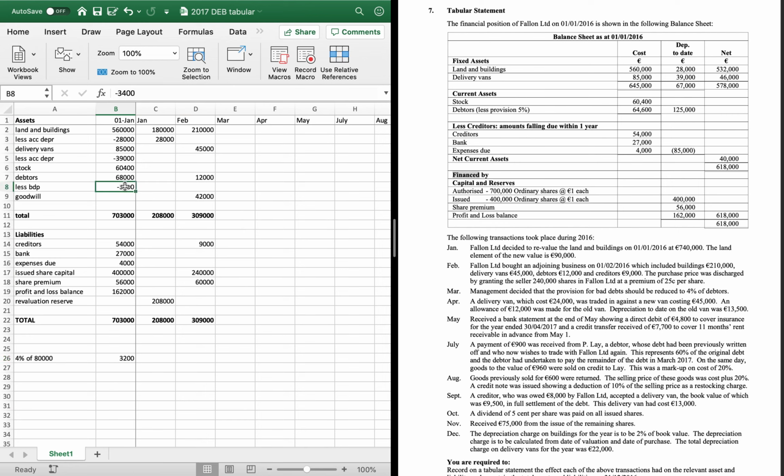So if at the moment it's 3,400 and we need to get it to 3,200, it's minus 3,400. So to get it to minus 3,200, we're going to have to add on 200 euros there. And of course, that'll make sense because an increase or decrease in bad debt provision is profit. So your profit will have to go up by 200. And that's all we do with that.